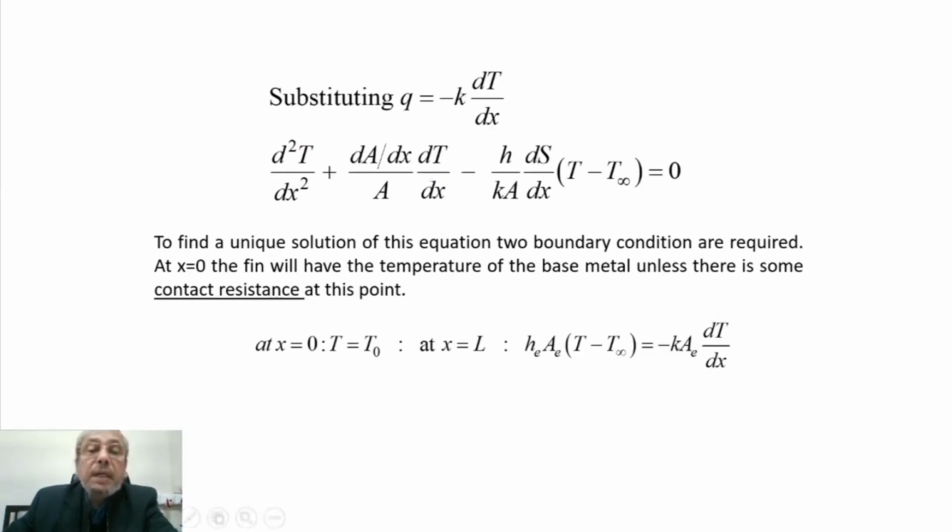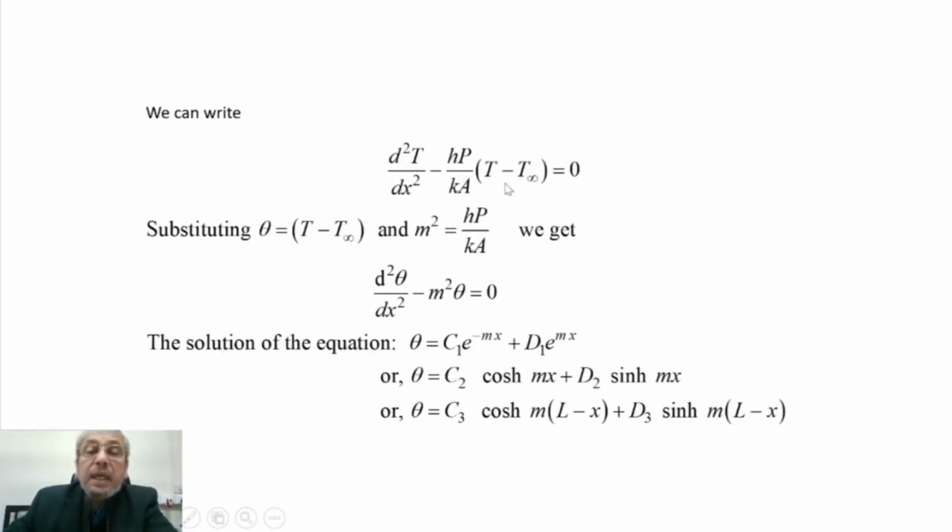d2T/dx2 minus, we can easily see from here, right, my dS/dx is P, so it will be minus hP divided by kA, times (T minus T infinity) equal to 0. Substituting theta equal to T minus T infinity, and m is a quantity, a parameter, right? m means h into P, heat transfer coefficient into perimeter, divided by thermal conductivity into area.